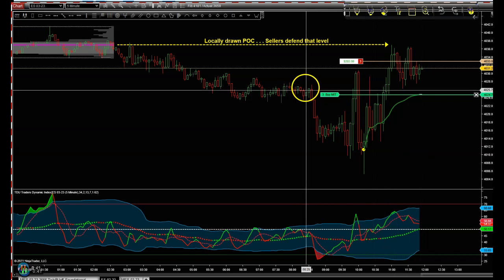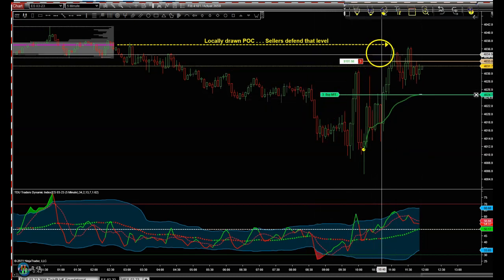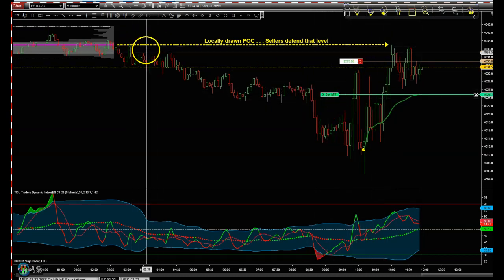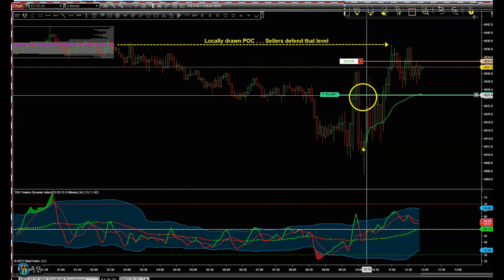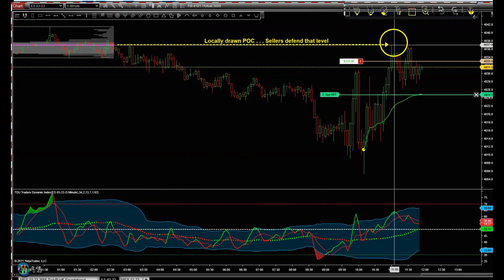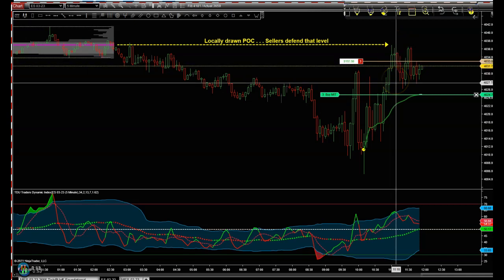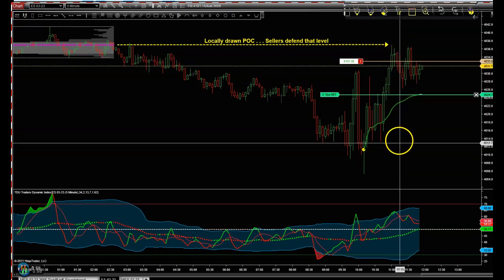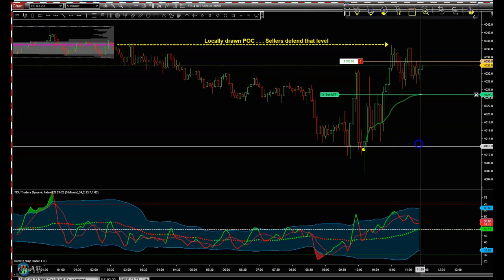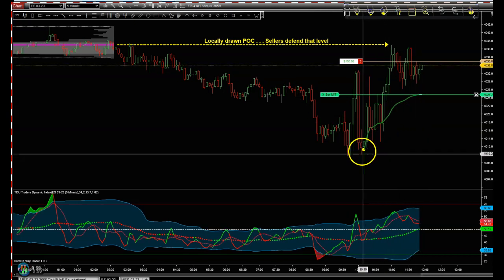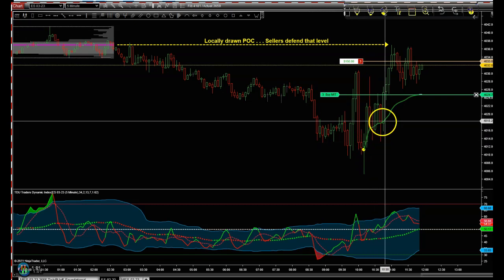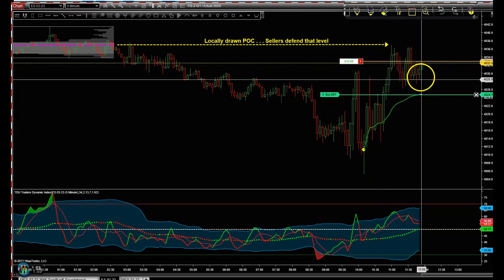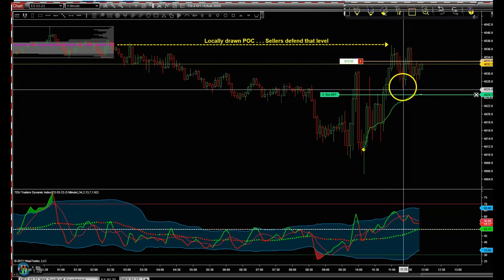And as so often is the case, price comes back up and the sellers who pushed it down from here begin to defend their position here, and I find it an effective way to trade. I drew the anchored VWAP here, hoping the price would come down and tap it. Now it got pretty darn close.